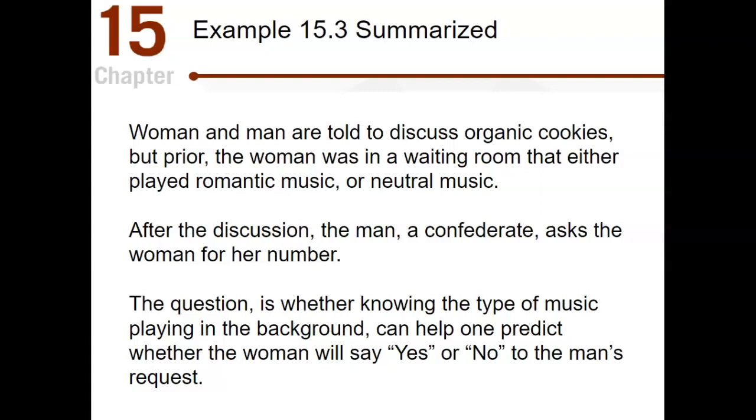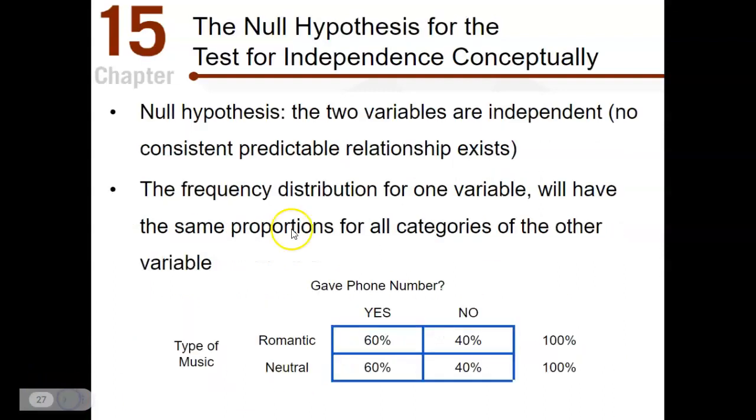The question that the researchers are trying to determine is whether the type of music, the first variable, playing in the background can help predict whether the woman is going to say yes or no to the man's request. So the second variable is her response to the request. Let's look at the null hypothesis again. The null hypothesis is that the two variables are not connected to each other. They're not related. They're independent. Let's go into what this means, that the frequency distribution for one variable will have the same proportions for all categories of the other variable.